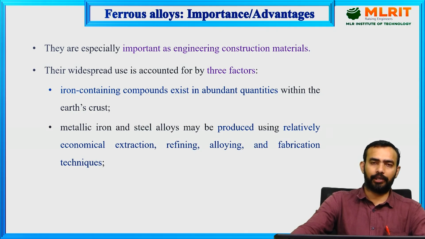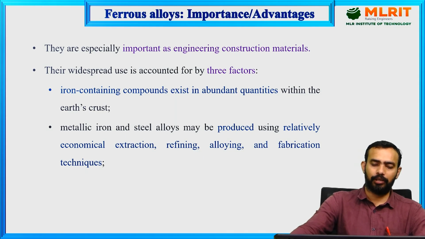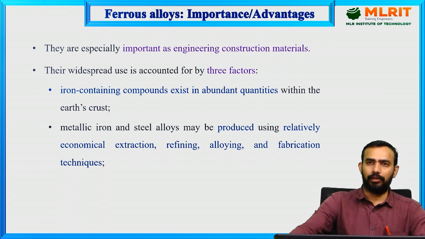Another factor is that metallic iron and steel alloys may be produced using relatively economical extraction. It is economical right from its extraction from the earth's crust, its refining, further alloying, and the fabrication techniques into different products. So this entire cycle of extraction, refining, alloying, and fabrication is relatively economical. It's relatively cost effective.